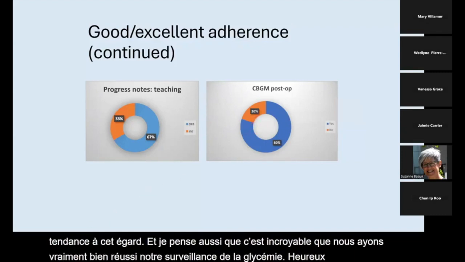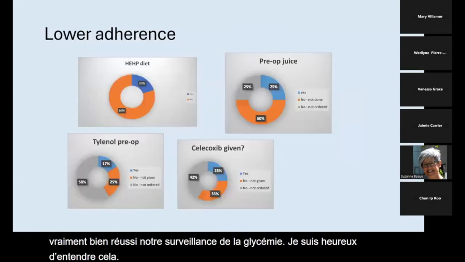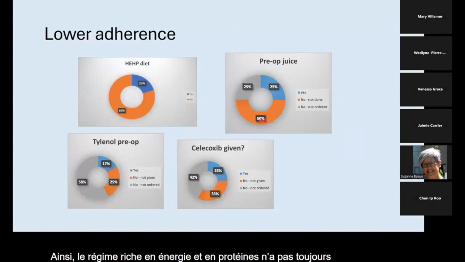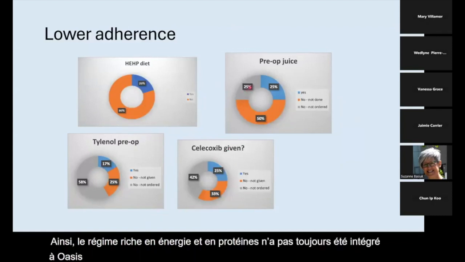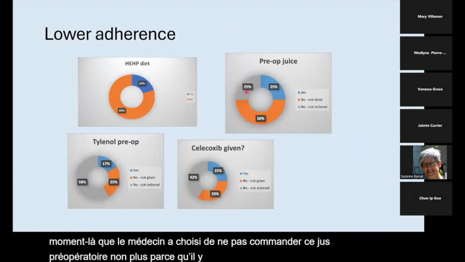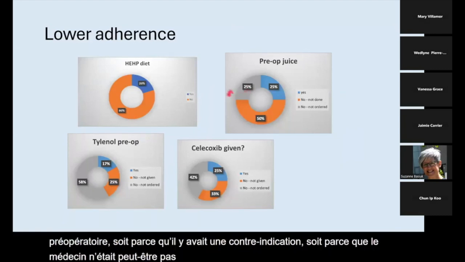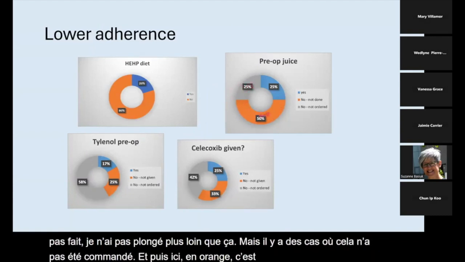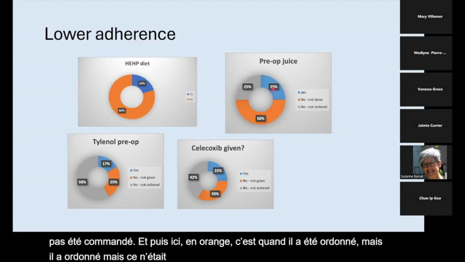And areas with lower adherence. So the high energy, high protein diet was not always entered into OASIS. Pre-op juice, interesting. So here in the gray, that's when the physician actually opted not to order the pre-op juice, either because there was a contraindication or the physician perhaps wasn't comfortable. I'm not really sure. I didn't dive into it further than that. But there were some cases where it wasn't ordered. And then here in orange is when it was ordered, but it wasn't actually carried out. And here is where it was carried out.